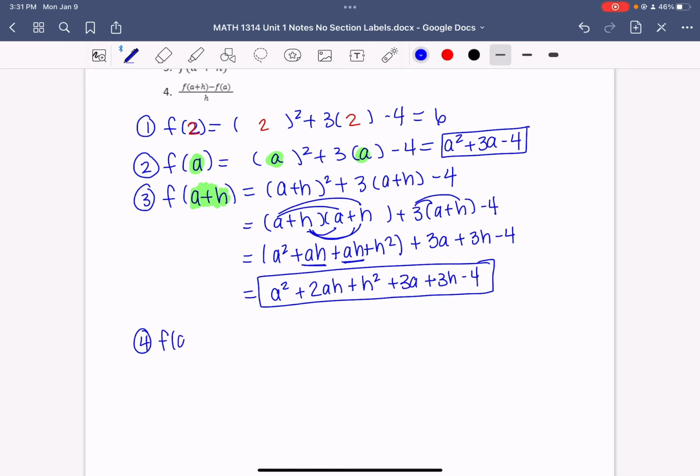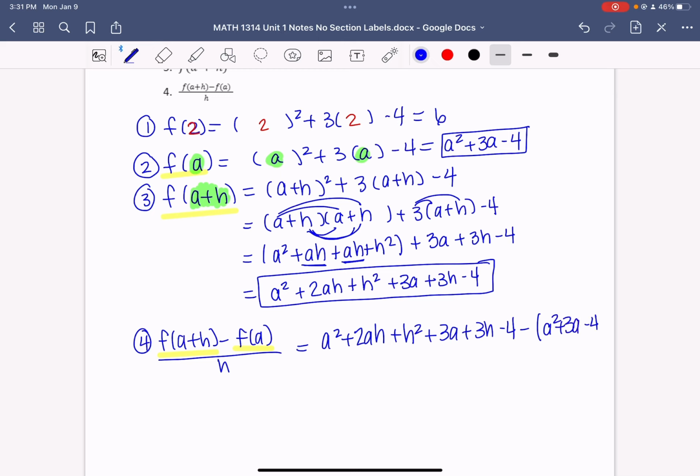Step 4, we're going to put this all together. So they want us to do f of a plus h minus f of a all over h. But we've already done the legwork for this. Here's f of a plus h, so I'm just going to take that answer. Minus f of a, so I'm just going to take that answer. And then I'm going to put it all over h. So I'm going to take my answer from part 3, a squared plus 2ah plus h squared plus 3a plus 3h minus 4 minus f of a, which is part 2, a squared plus 3a minus 4. I'm going to divide that whole thing by h.